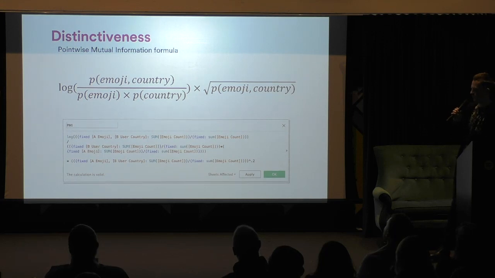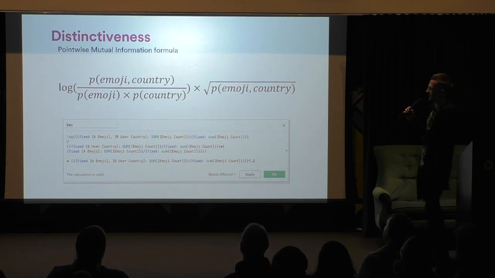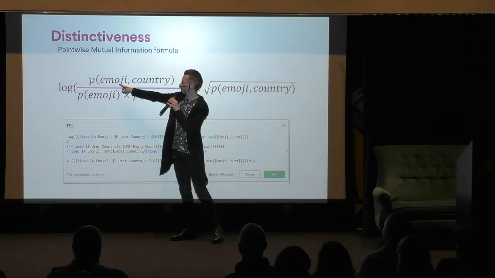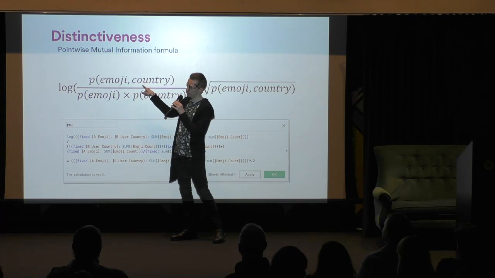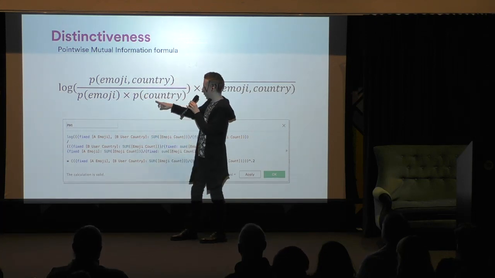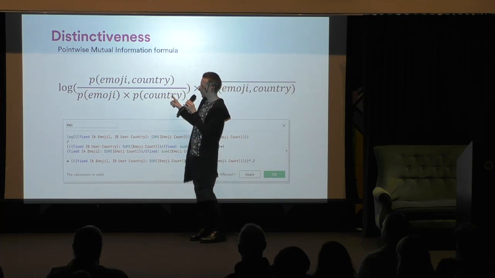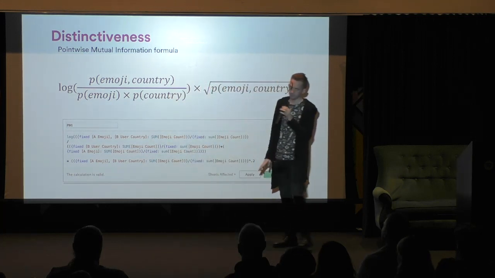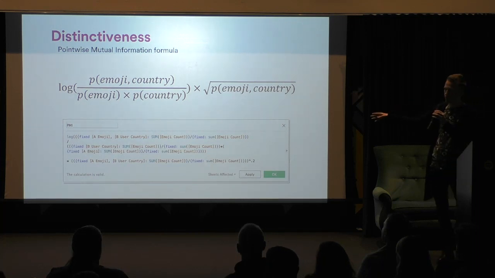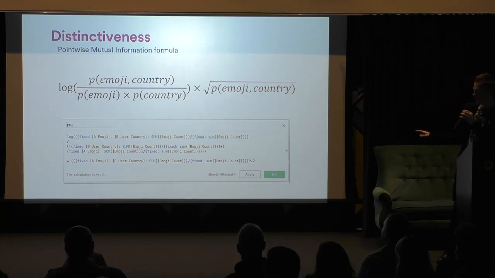I cannot teach you what this means, but the main part is that it is taking the probability that the emoji and a country will occur together over the probability of the emoji occurring times the probability of the country occurring. And the rest seems to just be scaling it. And then in the bottom, that's what my calculation will look like in Tableau. Lots of level of detail calcs.